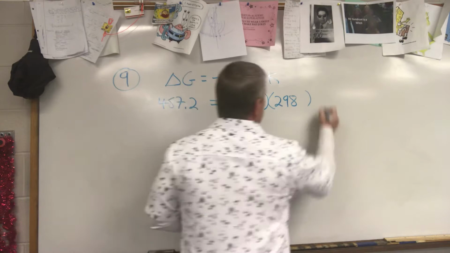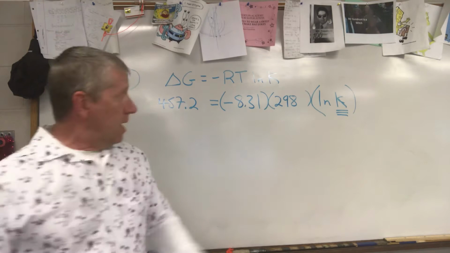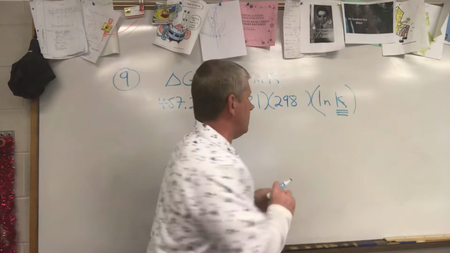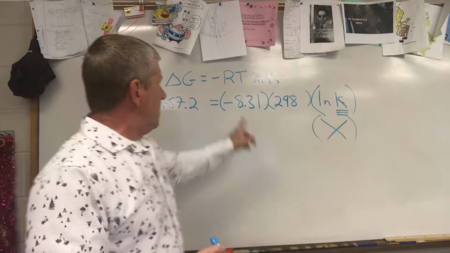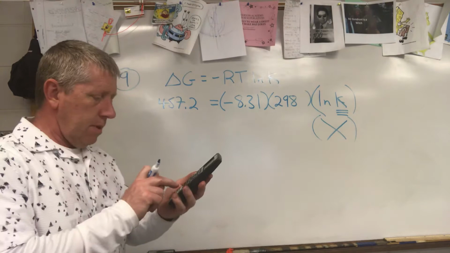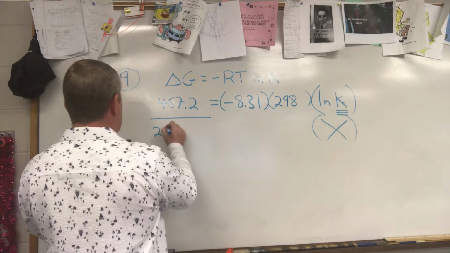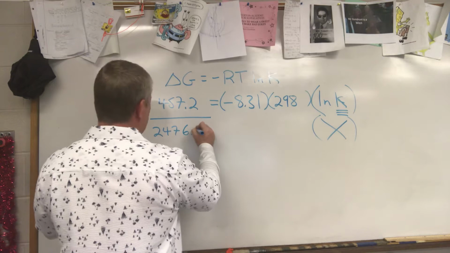Now I'm trying to find K. This is what I'm trying to find. So essentially what I have to do is isolate and solve for the natural log of K. In order to get K, I have to solve for the natural log of K first. This is X right there. So let's go ahead and do that. I'm going to multiply these two together and then take that and divide it into this. This comes out to be.